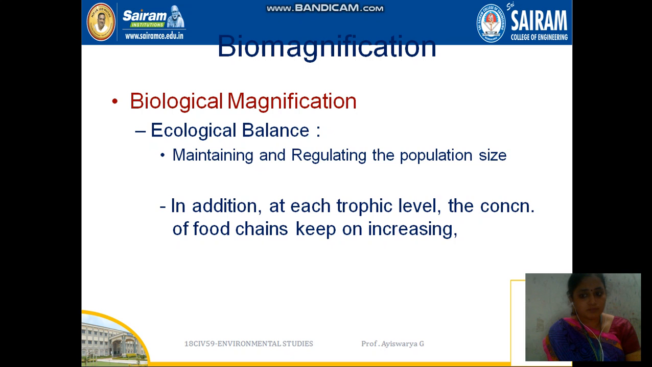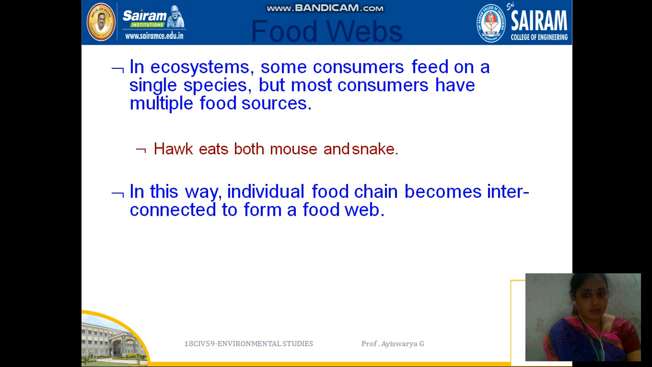And biomagnification means biological magnification, which is like maintaining and regulating the population size by ecological balance. In addition, in each trophic level the food chain keeps on increasing, or keeps on depending upon one after another. So it is very important to maintain the ecological balance.